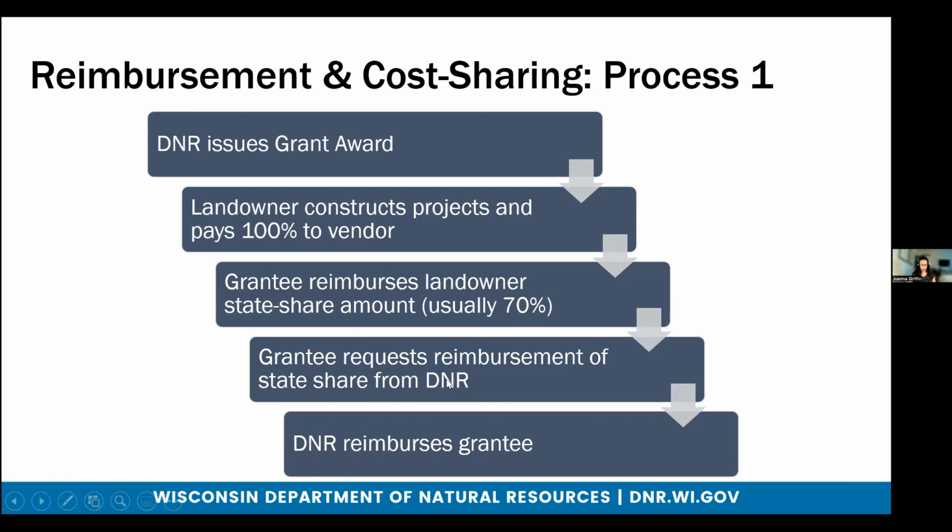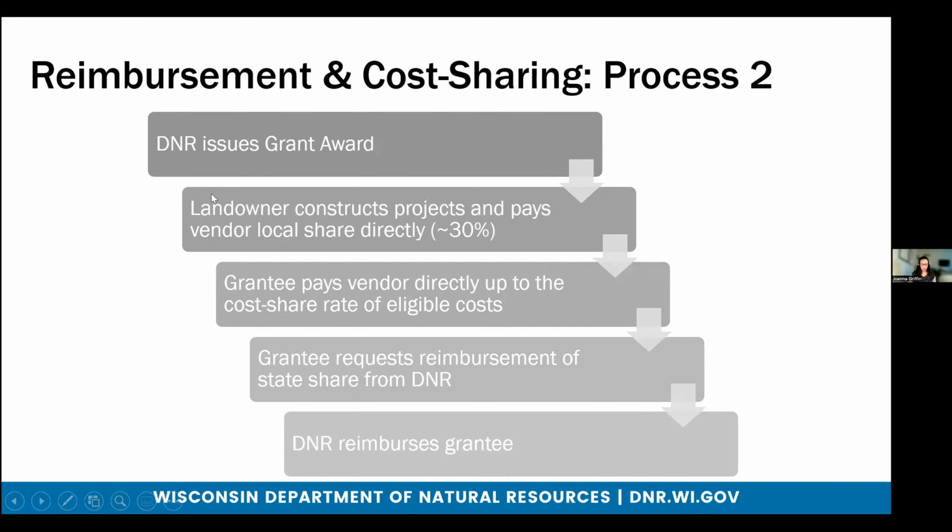There are two other variations on this process, but this is the most common one. So I'll show you the other two as well. An acceptable deviation to this sequence is when the landowner completes the project and pays only their share of the project costs directly to the vendor, which is typically 30%. The grantee can then pay up to the cost share rate of eligible costs directly to the vendor. This option is advantageous to the landowner because they only have to come up with the local share of project costs rather than the full costs, and then wait to be reimbursed. And the grantee still has to wait for reimbursement.